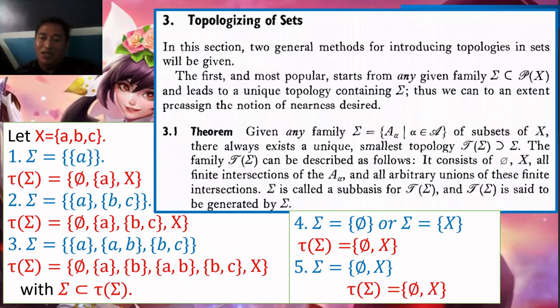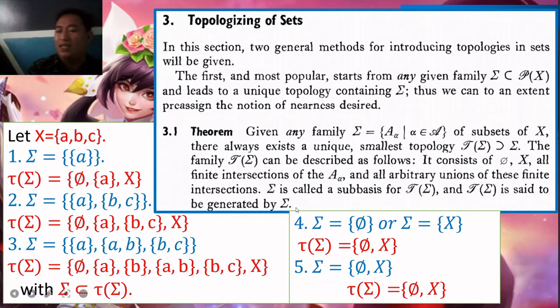The intersections of the A alpha. The A alpha, class, is an element of sigma, right? It is an element of sigma, not of tau of sigma. Okay. Now, and all arbitrary unions of these finite intersections. So from these finite intersections that we got, we take the unions. Okay, now we can say that sigma is called a sub-basis for tau sigma, and tau sigma is said to be generated by sigma.